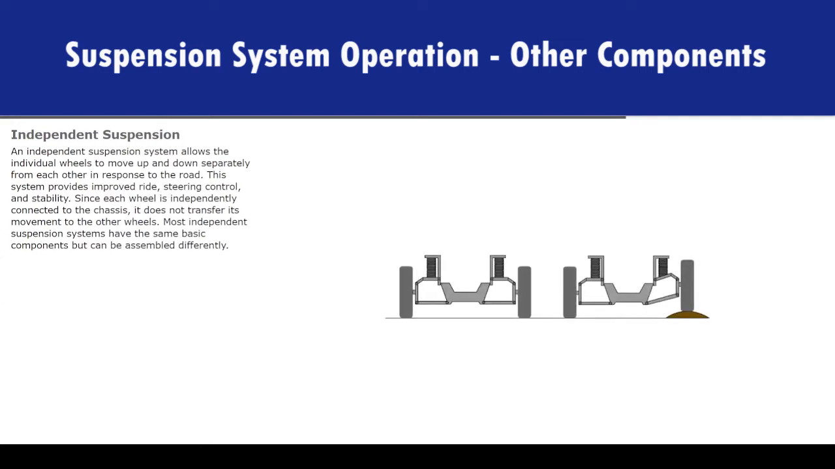An independent suspension system allows the individual wheels to move up and down separately from each other in response to the road. This system provides improved ride, steering control, and stability. Since each wheel is independently connected to the chassis, it does not transfer its movement to the other wheels. Most independent suspension systems have the same basic components but can be assembled differently.